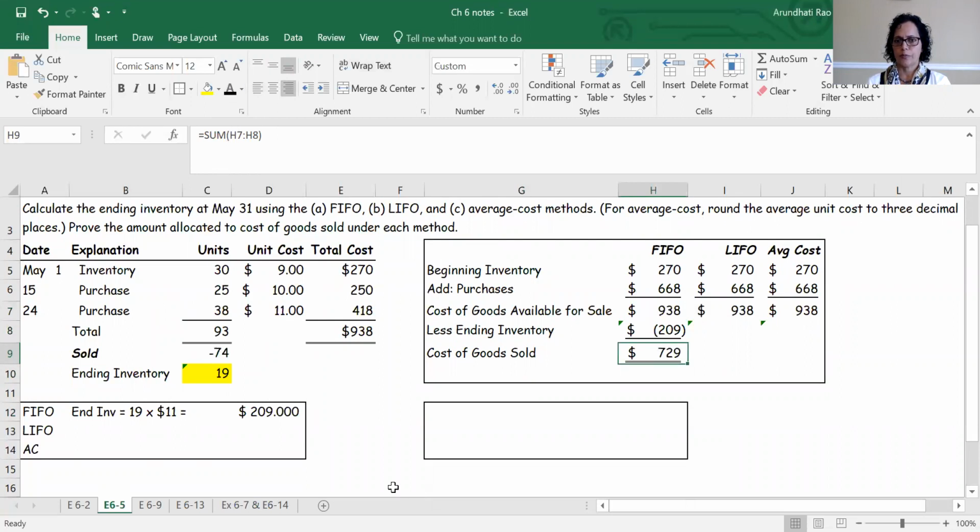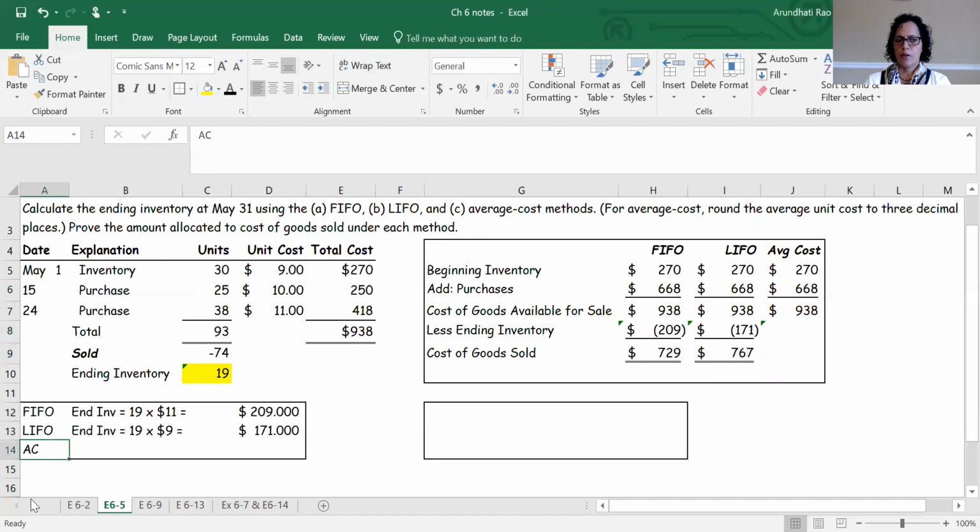Now the last in, first out: of the 74 units that were sold, I first sell this 38, and then I sell 25, and then I finally go into the beginning inventory. So the 19 units that are remaining with me comprise what was the beginning inventory, that's still remaining with me, at $9 a piece. So now let's do our calculation again. Ending inventory is 19 times 9, and that amount works out to 171. So again, we go through our calculations over here. 938 minus 171 leaves me with cost of goods sold of 767.